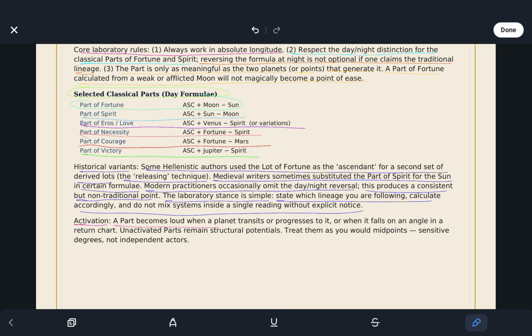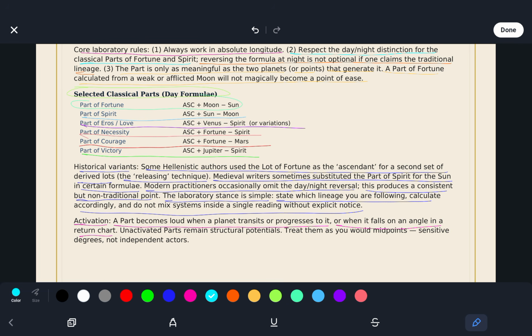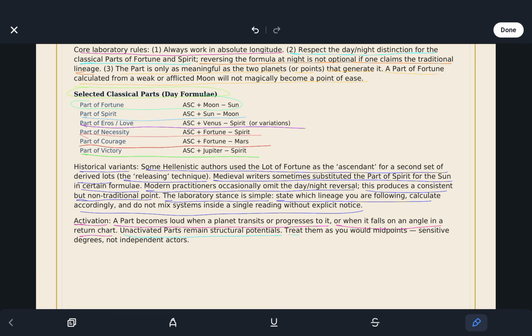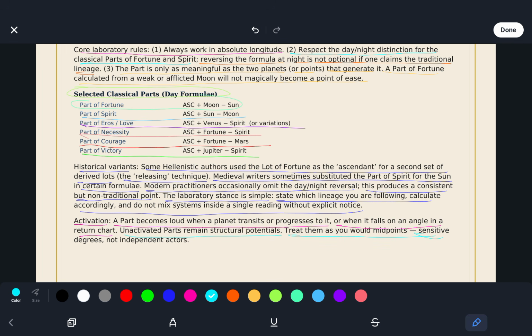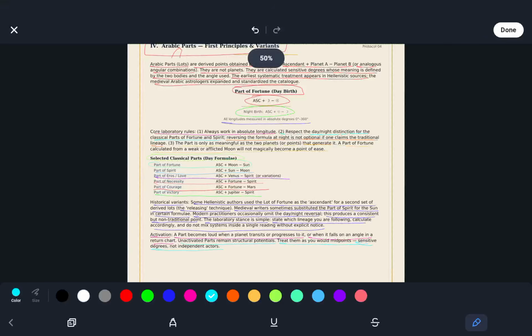Activation: a part becomes loud when a planet transits or progresses to it, or when it falls on an angle in a return chart. Unactivated parts remain structural potentials. Treat them as you would midpoints, sensitive degrees, not independent actors.